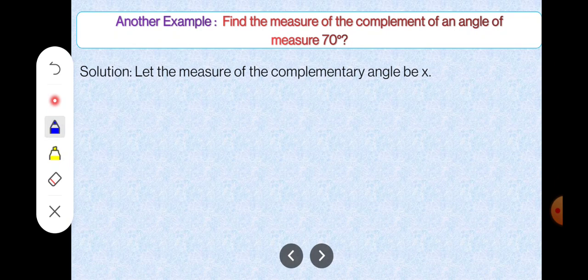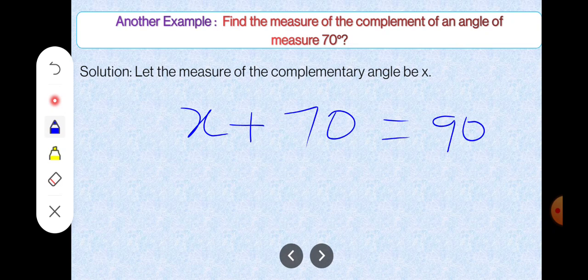Can I write my next step as x plus 70 is equal to 90? Yes. Why? There are many who can question why I am writing x plus 70. Because if you remember the definition of complementary angles, in that they have the keyword sum. That means, I will repeat the definition: the sum of the measures of two angles must be 90.